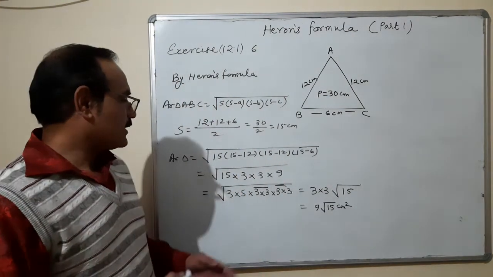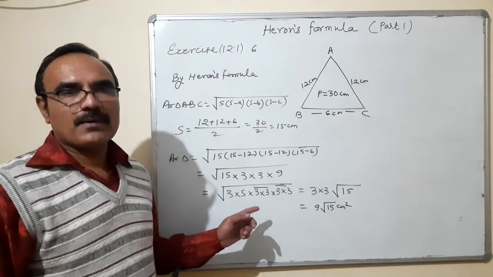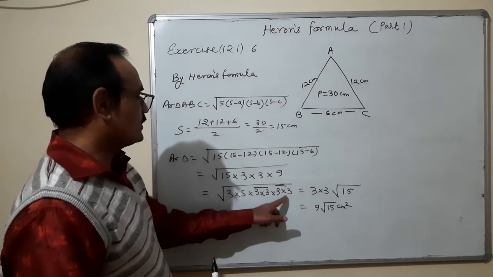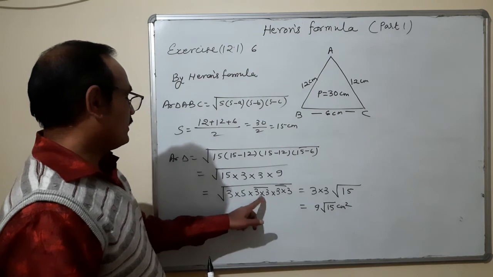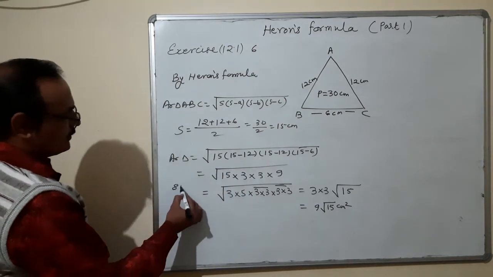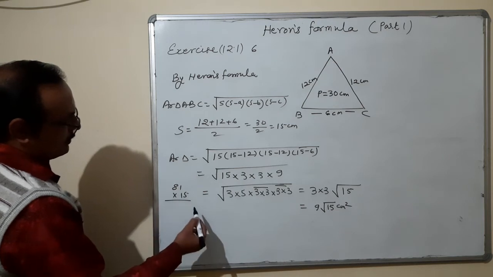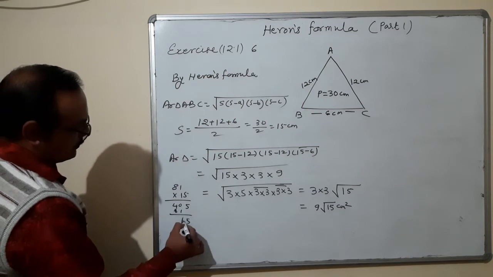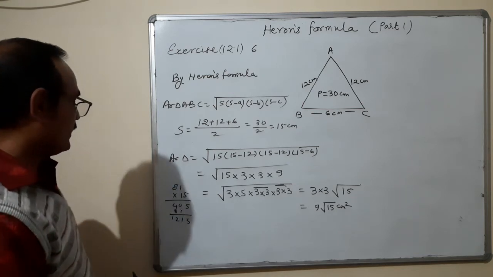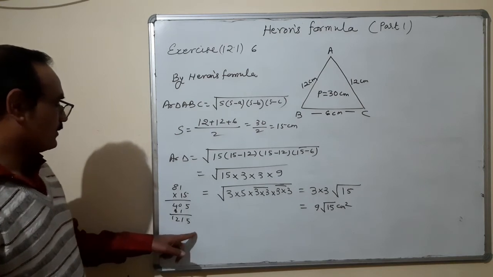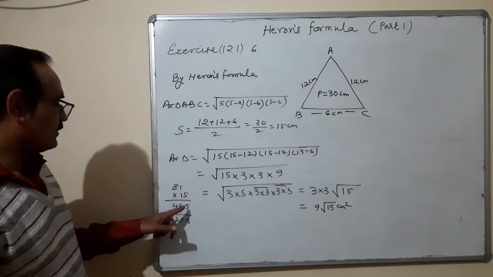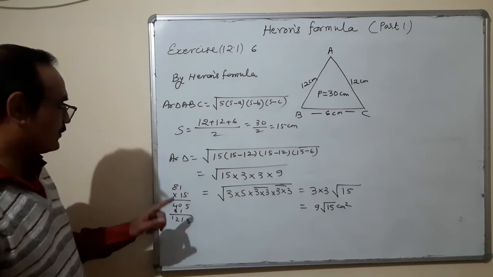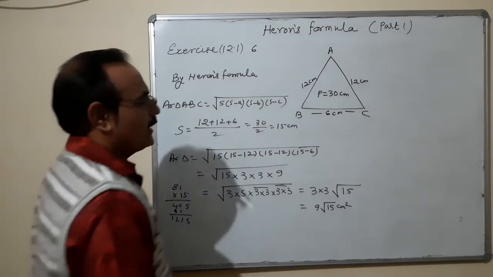That is one way. Second, if you want to find the answer in the form of a decimal, how to solve it? We will multiply all the terms. 3 3s are 9, 3 3s are 9, 9 9s are 81. 81 multiplied by 15: 5 times 1 is 5, 5 times 8 is 40, 1 times 15 is 81. Adding, so this is coming 1215.